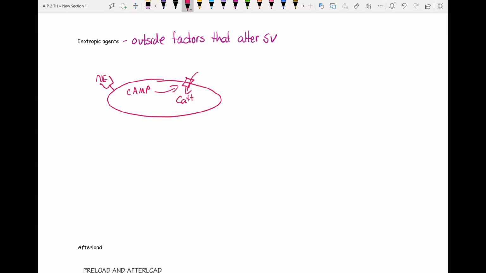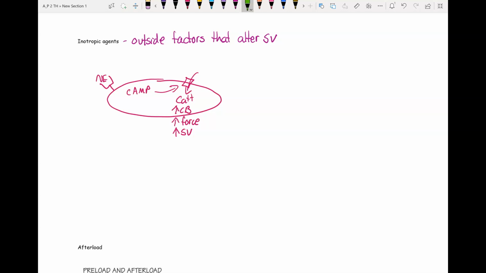But now here's the part where we differ from the nodal cell. That extra calcium gives you more cross bridges. Remember, more calcium's coming in to bind to troponin to move tropomyosin and get more cross bridges. And more cross bridges means more force, and more force means more stroke volume. So let's see what factors can act on this system.